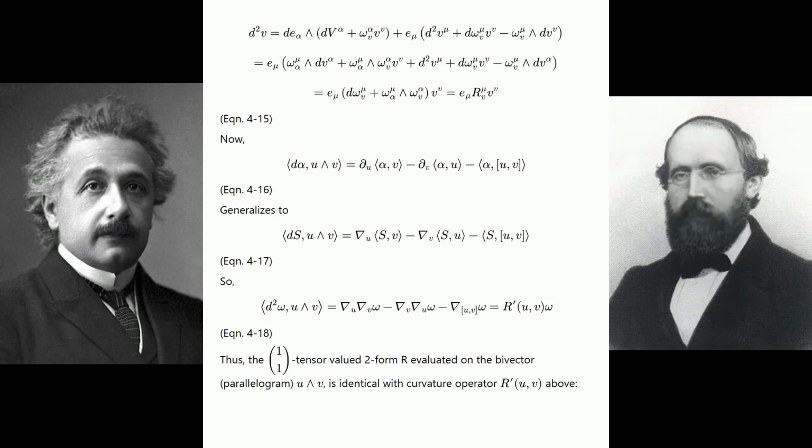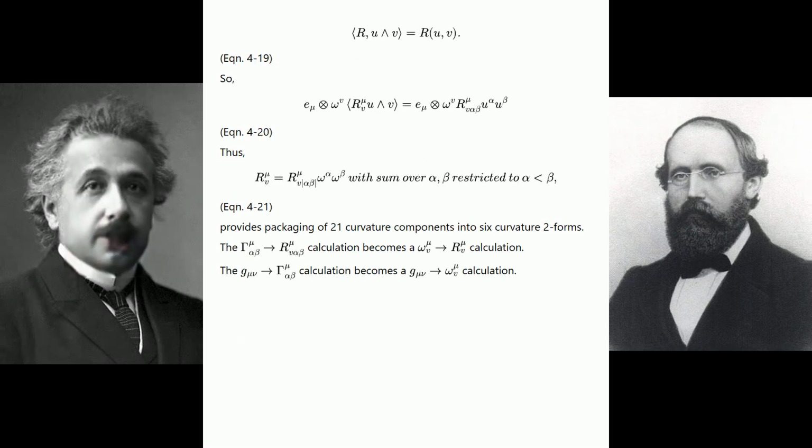Similarly, equation 4-15. Now, equation 4-16 generalizes to equation 4-17. So, equation 4-18. Thus, the 1-1 tensor-valued 2 form evaluated on the bivector parallelogram u wedge v is identical with the curvature operator R of u v above. Equation 4-19. So, equation 4-20. Thus, equation 4-21 provides packaging of 21 curvature components into 6 curvature 2 forms. The gamma sub alpha beta to the mu goes to R sub v alpha beta to the mu, and the calculation becomes omega sub v to the mu goes to R sub v to the mu calculation.